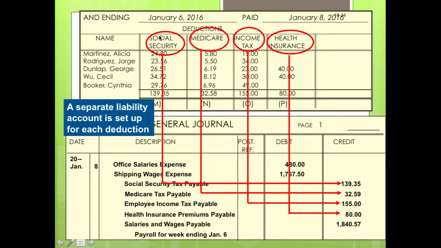See how we have the Social Security column and we have the ending total as $139.35. Well, when you're crediting it for Social Security, it's that entire amount. You're not going to do it for each employee. You're going to do it as a lump sum for the whole entire column. Same thing for Medicare, okay? Same thing for income tax, $155, and health insurance is $80. Okay?